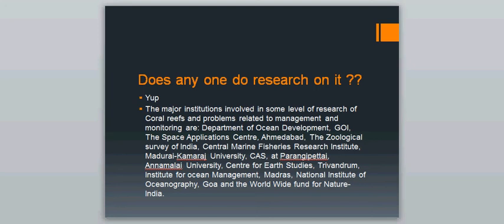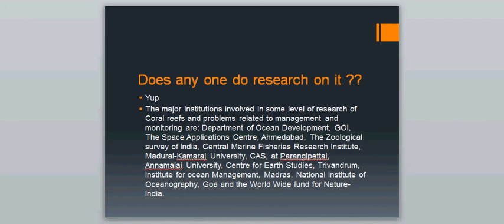See, then again the question is, does anyone do research on it? Yes, the answer is yes. The major institutions involved in some level of research of coral reefs and problems related to management and monitoring are the Department of Ocean Development, Government of India, the Space Application Center, Ahmedabad, the Zoological Survey of India.